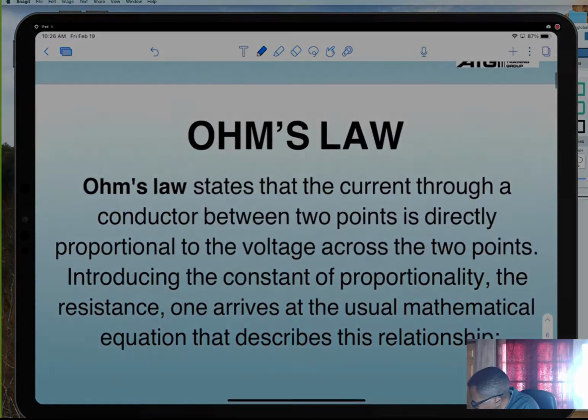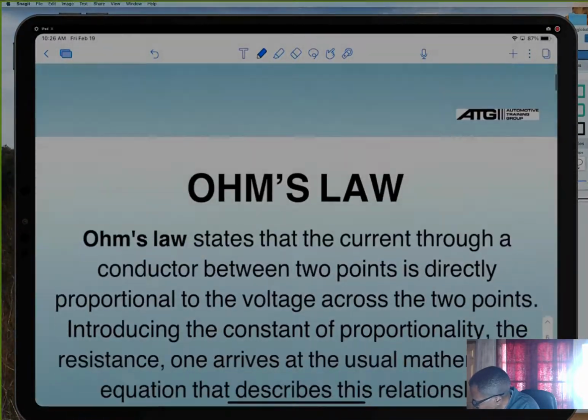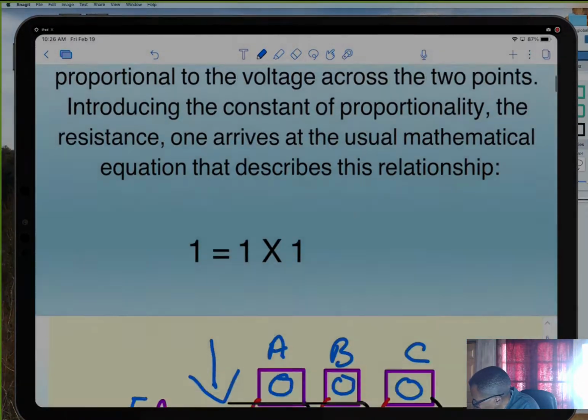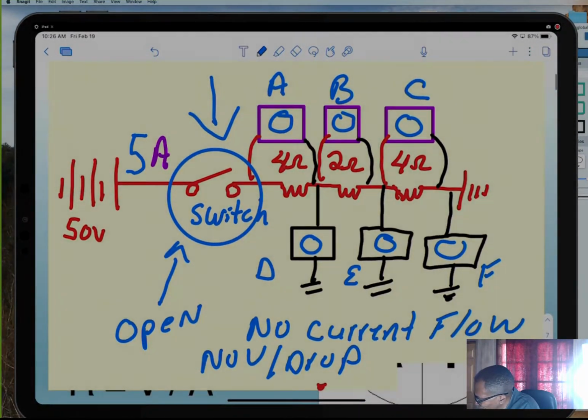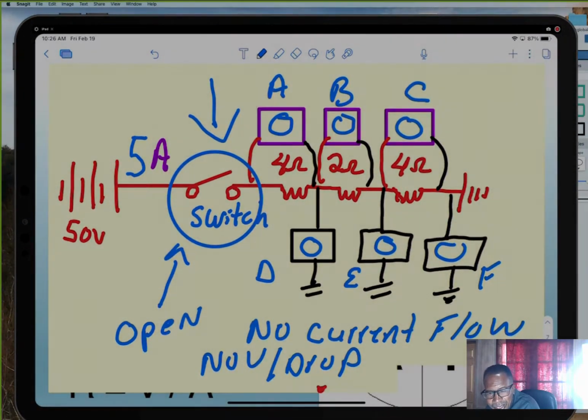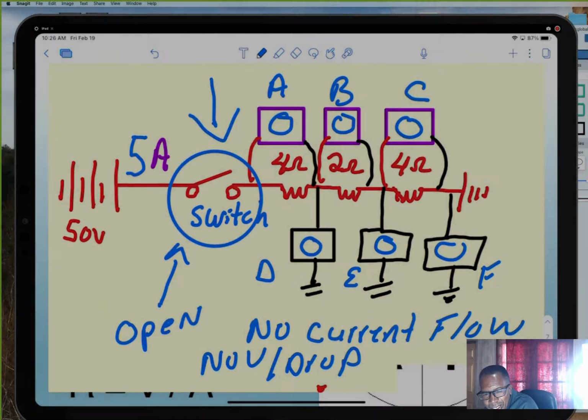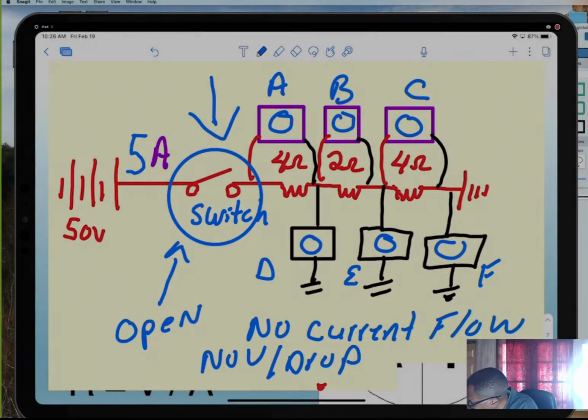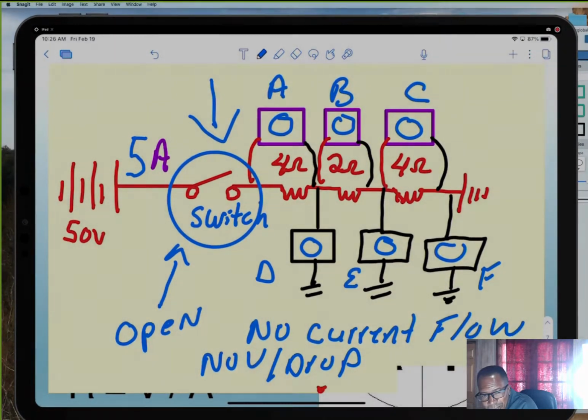Remember that rule? Where did it go? Oh, it's under the picture. Right. When you have an open circuit, no current flow, then you have no voltage drop.